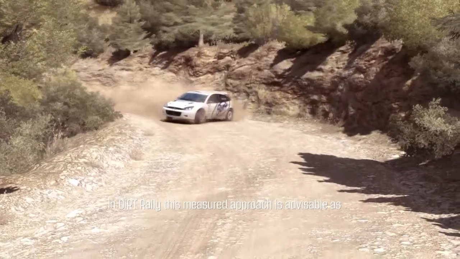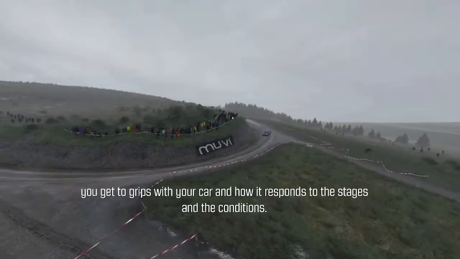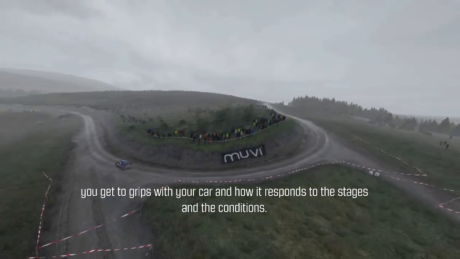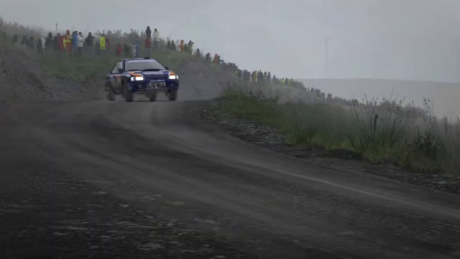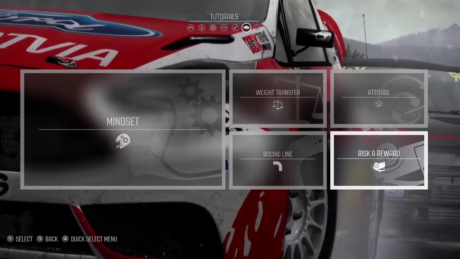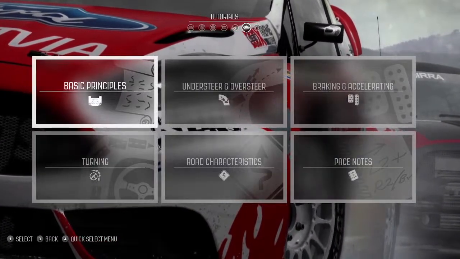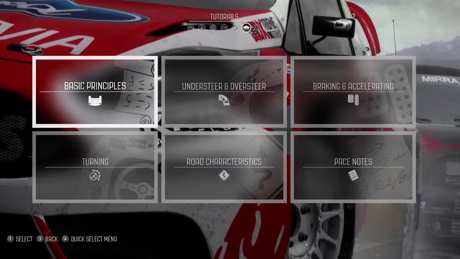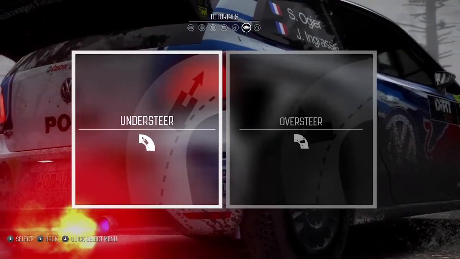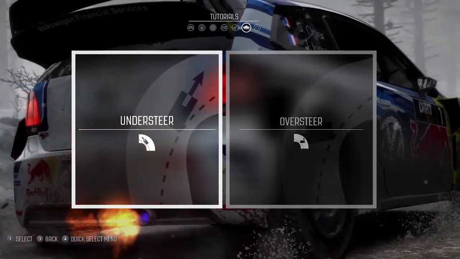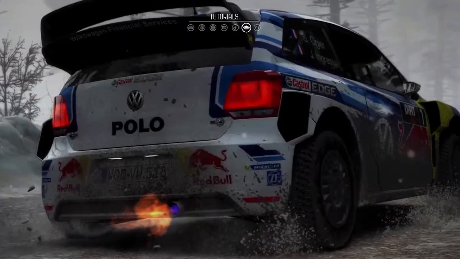In Dirt Rally, this measured approach is advisable as you get to grips with your car and how it responds to the stages and the conditions. You know, for being a 2015 game, it's still looking pretty good. I'm not exactly sure why they took it down. I guess they just wanted to compete with their latest game or something.